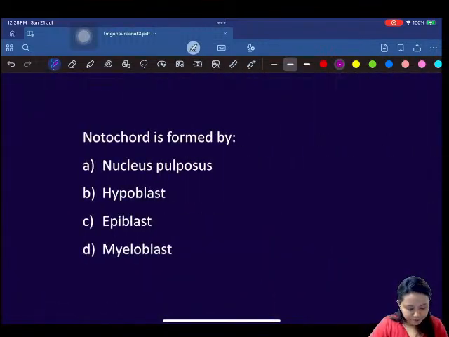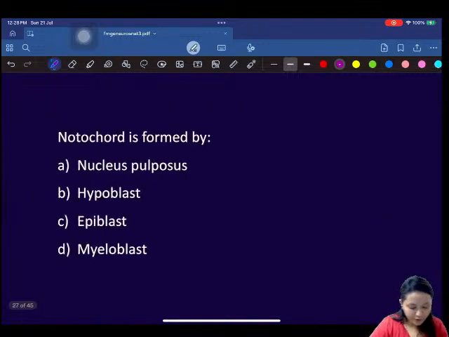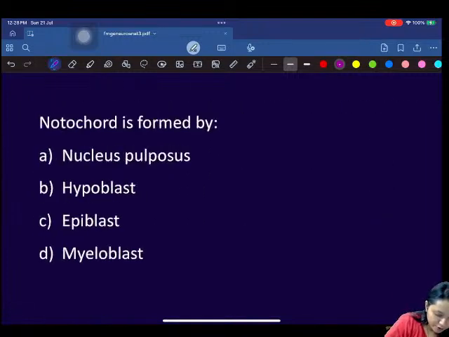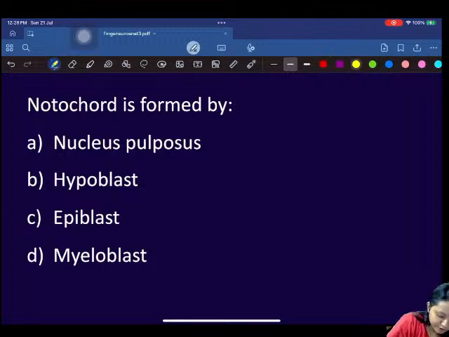This one we have already attempted. Notochord is formed by, so we know that notochord is formed by the primitive streak. It is from the epiblast.